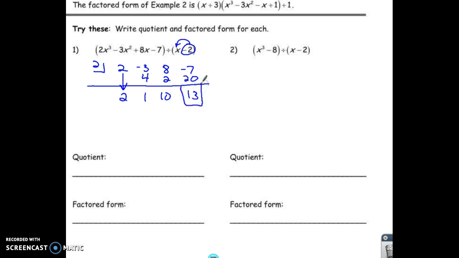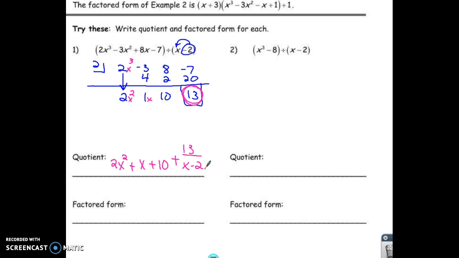That is our remainder. So, our quotient, since this was an x cubed, this divided by this x, this becomes an x squared, an x, and a 10. So here's my quotient. We have a 2x squared plus x plus 10. Then this remainder goes over what we were dividing by. Since that is a positive 13, we put a plus 13 over x minus 2. Great. Factored form.